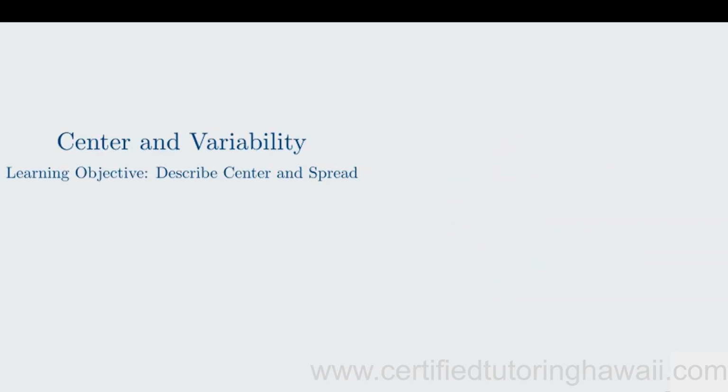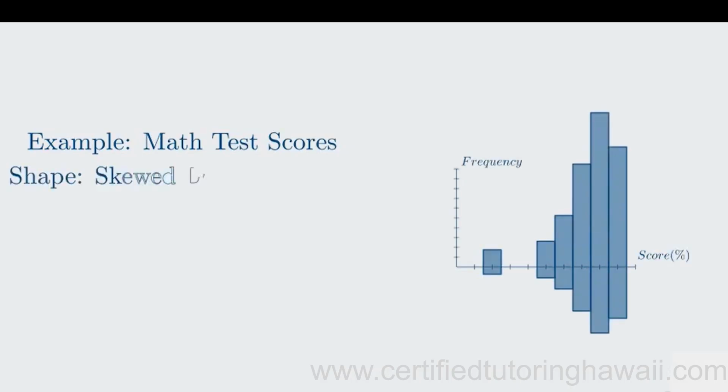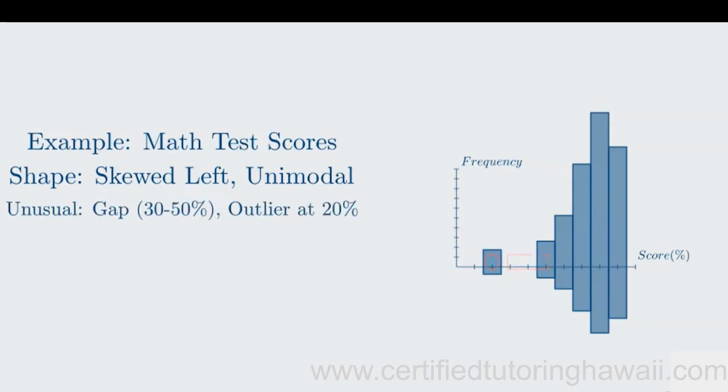Now, let's put it all together with a worked example. Imagine we are looking at the distribution of scores on a difficult math test. To describe this, we must use context. We would say, first, the shape. The distribution of test scores is skewed to the left and unimodal, with a peak between 80 and 90%. Next, unusual features. There is a gap in scores between 30 and 50%, and the single score near 20% appears to be an outlier.